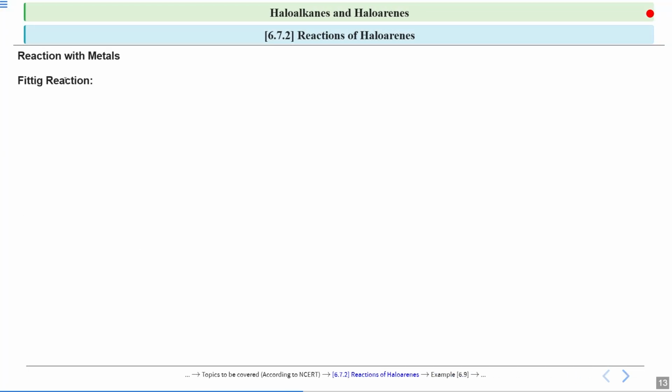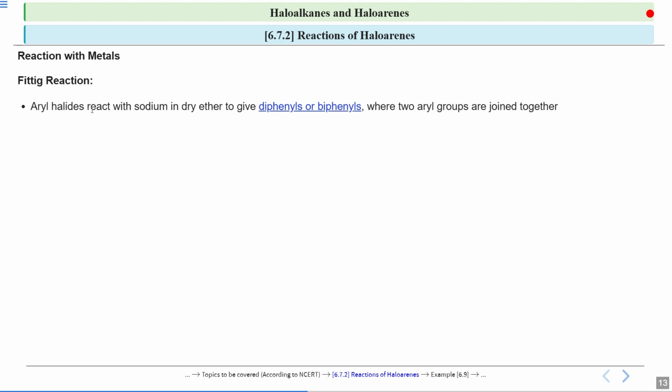The second type is the Fittig reaction, where the haloarenes also react with metals. First is Wurtz-Fittig, second is Fittig reaction. They are somewhat similar, but what is the difference? Aryl halides here react with sodium in dry ether to give diphenyls or biphenyls. Here the alkyl halide is not involved in the reaction. Only the aryl halides react with sodium metal in the presence of dry ether, and you get diphenyls or biphenyls, both the same, as your major product, where two aryl groups are joined together.